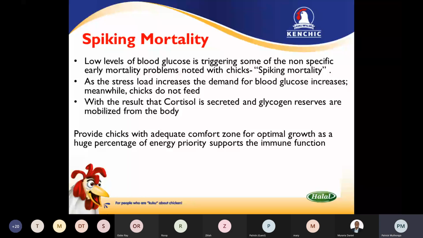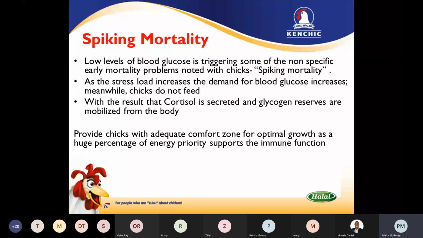The stress load basically increases and the demand for glucose increases as well. So what should you do when you notice this kind of mortality? As you engage your vet, just have some glucose. Yeah, glucose has some ready energy for the birds. The chicks that are not able to feed, the chicks that are severely dehydrated, the chicks that are basically unthrift.